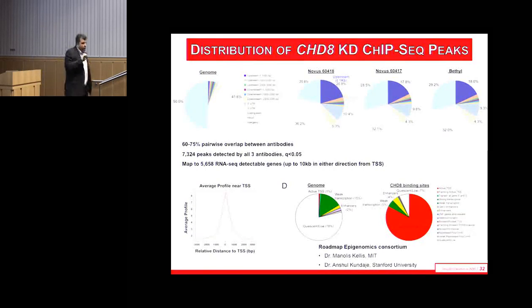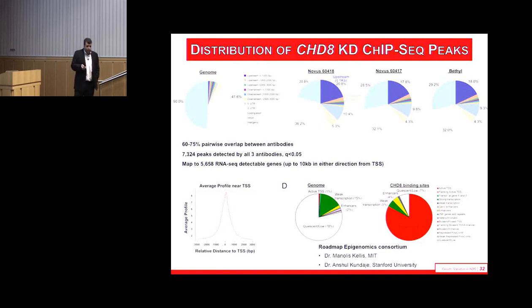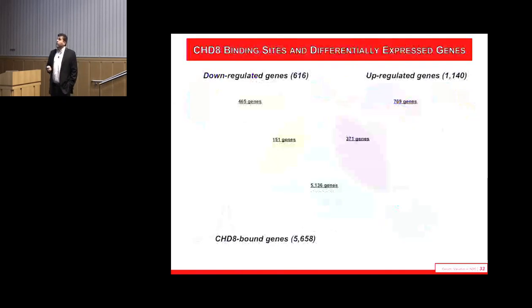That role, the regulatory role that it plays, might be tissue specific, but CHD8 clearly binds to a large number of genes in the genome. In all three antibodies, we actually see 7,300 peaks. If we look at any one antibody, we see about 1,200 peaks. And this result was replicated by Jim Noonan's group in different cell types.